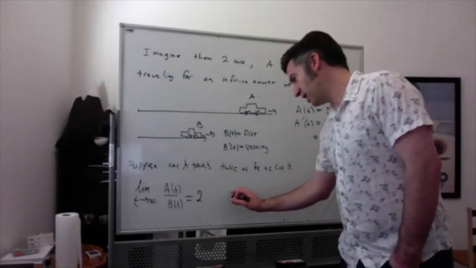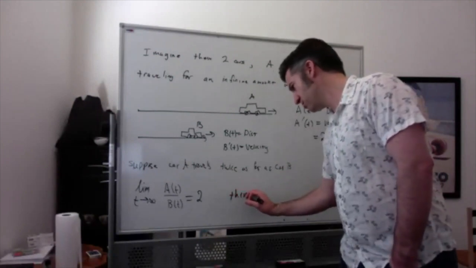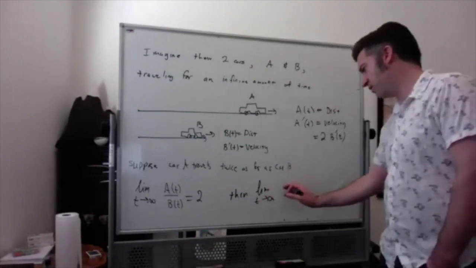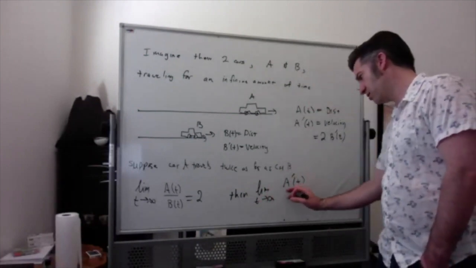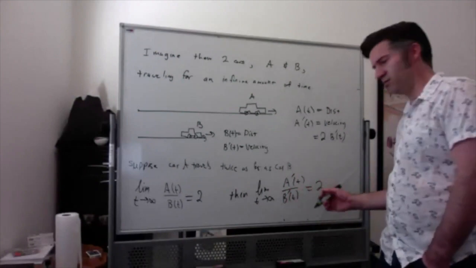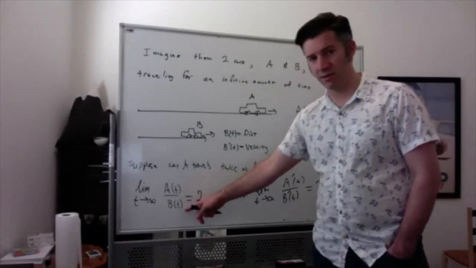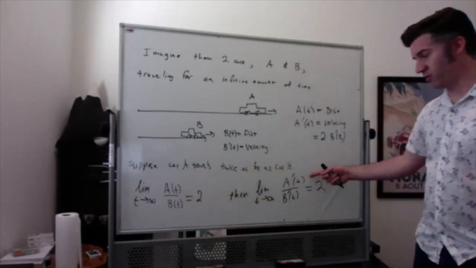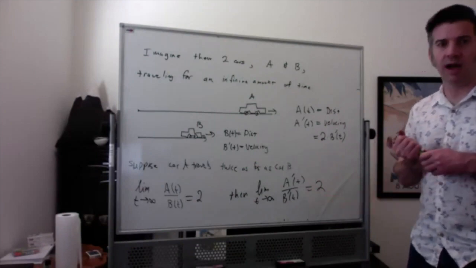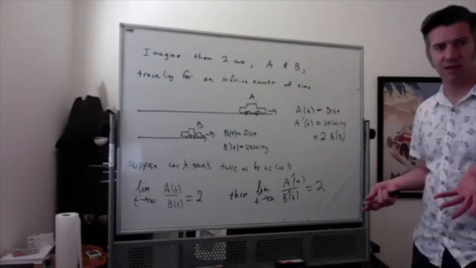So we could say, well, then it kind of makes sense that the limit as t goes to infinity of the velocity of car A divided by the velocity of car B also has to be 2. For car A to travel twice as far as car B, car A has to travel twice as fast as car B. So this is not a proof by any means, but this is kind of an idea to be like, oh yeah, this kind of makes sense, right?